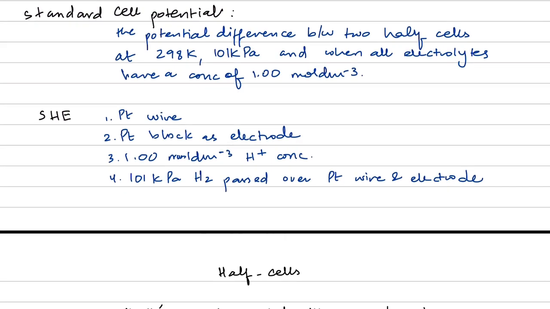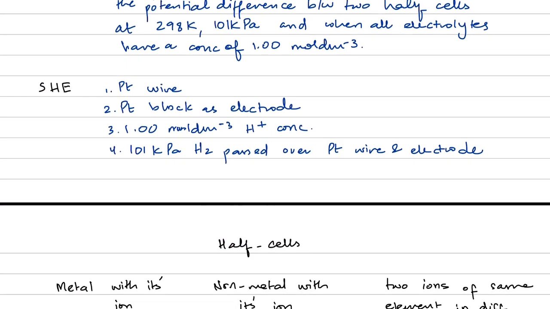What's a standard hydrogen electrode? It has some construction requirements. When you construct a standard hydrogen electrode, the wire you use is platinum, and the electrode is also platinum. Then we have a 1.00 mole per dm cube concentration of hydrogen ions in the electrolyte, and the conditions you already know: 101 kilopascal, which is 1 atmosphere. Hydrogen gas is pumped over the platinum electrode.